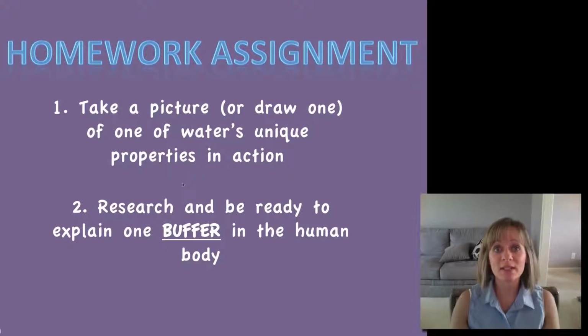And your homework assignment. Your homework assignment is to take a picture, and you can honestly take it with your phone and bring it to class. I don't care. But take a picture, email it to yourself, email it to me, or you can draw one if you don't have a camera, of one of water's unique properties in action. So I want you to start be an observer and look around your world and observe water in action. Second piece of homework, research and be ready to explain one buffer in the human body and how it works.